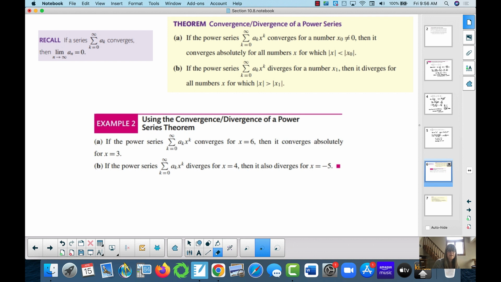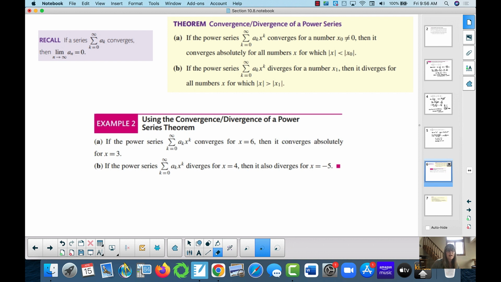Same thing for this idea. Because we know that this series diverges for x equals 4, we're told that, we can conclude that it's also going to diverge for x equals -5 because the absolute value of -5 is greater than the absolute value of 4. So that's just putting these theorems here into practice.